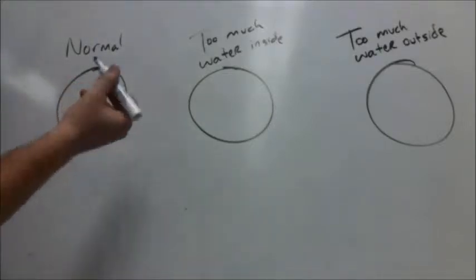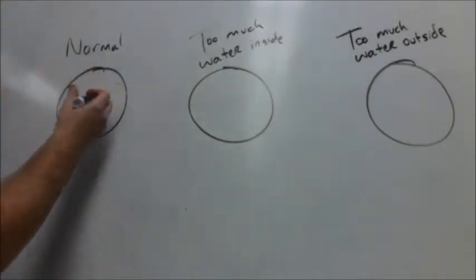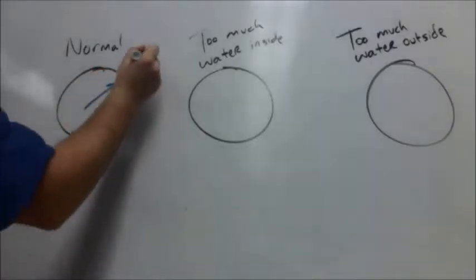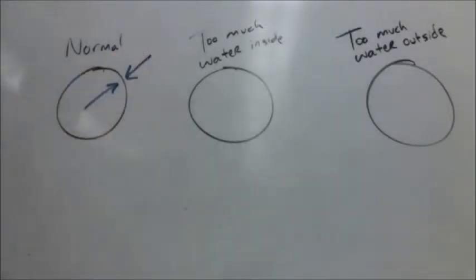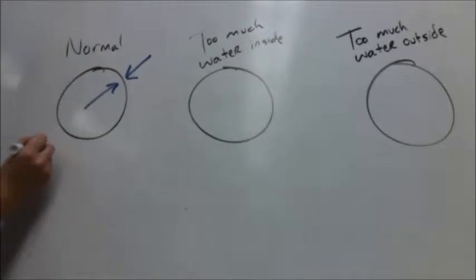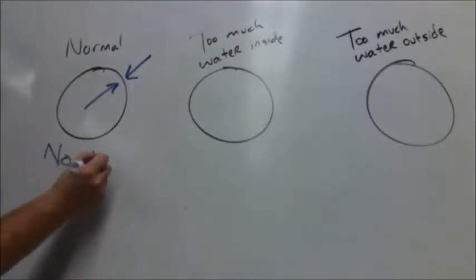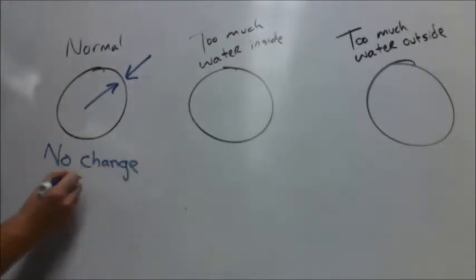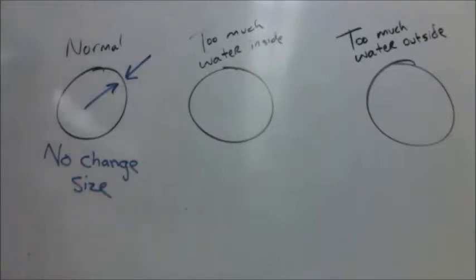Our normal cell is going to do everything that we expect a cell to do. Water, which I'm going to be representing with my blue marker here, is going to be traveling out at the same rate as it is traveling inside. There is no change in the size of the cell under normal conditions. Water is going to be leaving and exiting at the same rate because it's already at that stage of homeostasis, so no other actions need to take place.